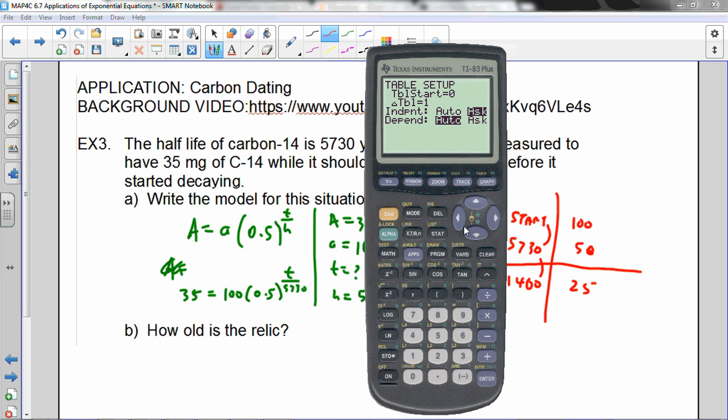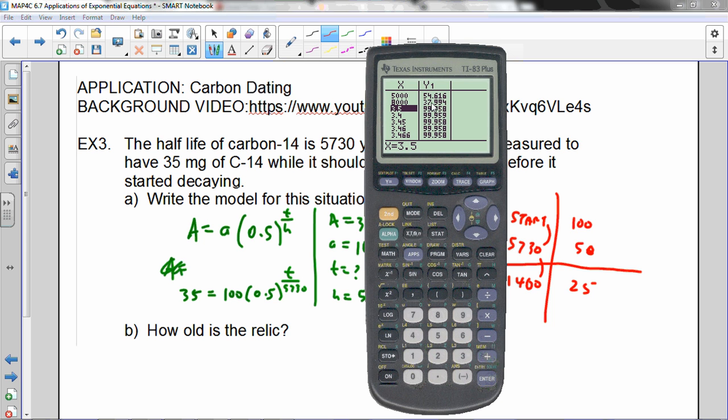But remember, when we select ask there, then that allows us to input whatever we want into the table. So I press not graph, but second graph to get to the table. And see, it's got all the crud from the last example in there, but I'm just going to start pounding away my own guesses here, and it'll just overwrite what we had in there. So, for instance, what would be a good guess? Well, I said that 5,000 years was going to be about half, but I'm looking for this value to be 35, right? So let's go around 8,000.